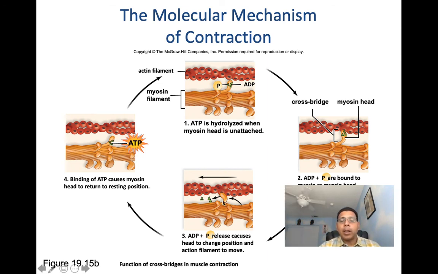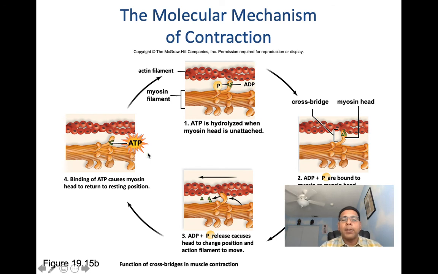So now here we can see our myosin pulls on the thin filament, pulling the thin filament towards the H zone as we described. And then detachment is going to occur. But we said in order for detachment to occur, binding of ATP has to happen. So the binding of ATP is going to cause the myosin heads to return to the resting position.